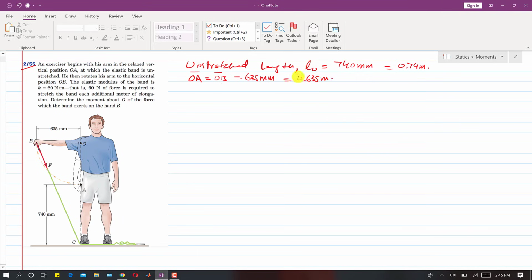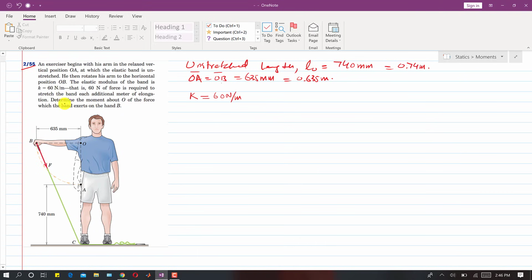So in meters it will be 0.635 meters, right? Then it says that he rotates his arms to the horizontal position, so he brings the arms in this direction, right? And the elastic modulus of the band is 60 Newton per meter, right? That is 60 Newton of force is required to stretch the band each additional meter of elongation, right? So for each 1 meter elongation, this much force will be required to stretch this band.